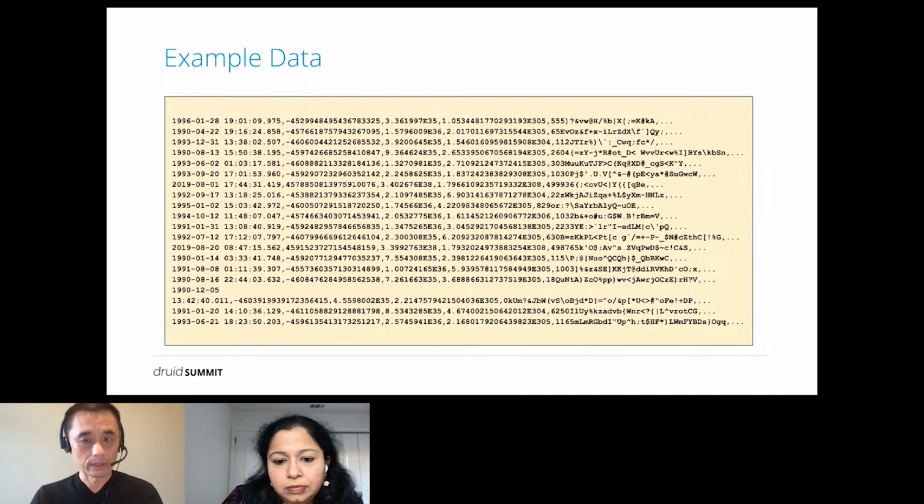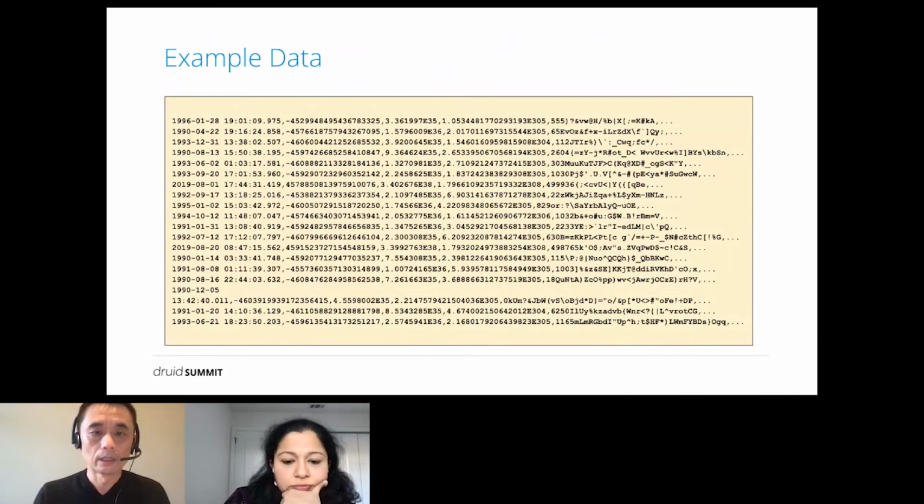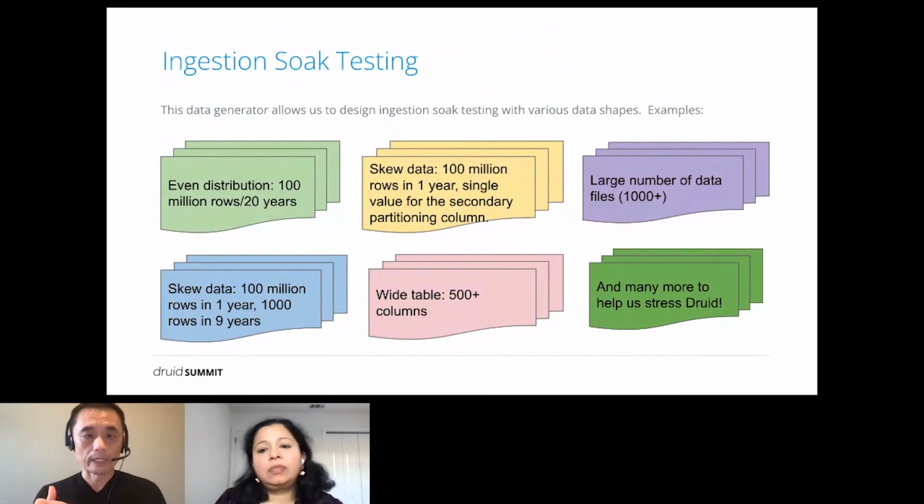And this might look like a bunch of human-unreadable formats, but trust me, Druid can read it, because the data generator generates the data according to Druid's ingestion spec. So with the data generator in place, we are able to do ingestion soak testing. We implement a set of soak tests to test different data shapes.